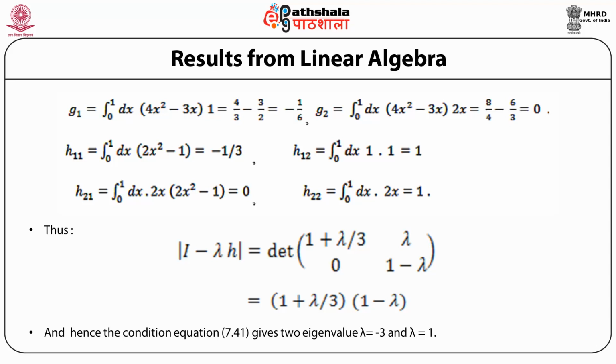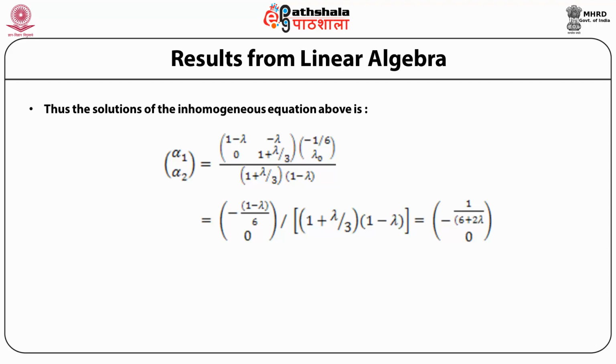Thus, the solution of the inhomogeneous equation above can be written in the matrix form. The vector (alpha 1, alpha 2) is equal to the multiplication of a 2 by 2 matrix with entries 1 minus lambda, 1 plus lambda by 3 in the diagonal elements, minus lambda and 0 in the off-diagonal elements, multiplied by the column vector (minus 1 by 6, 0), divided by 1 plus lambda by 3 into 1 minus lambda. So, this can be multiplied and one can see that this is simply equal to minus 1 upon 6 plus 2 lambda and 0. So, alpha 1, alpha 2 are the two components of a column vector, where alpha 1 is minus 1 upon 6 plus 2 lambda and alpha 2 is equal to 0.